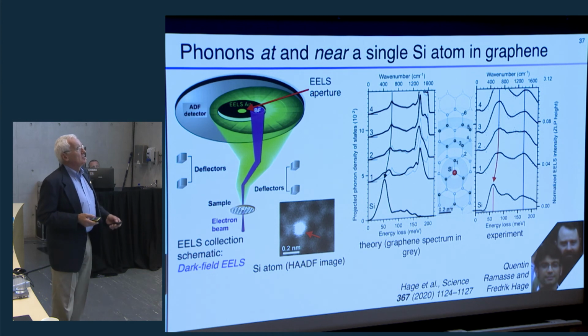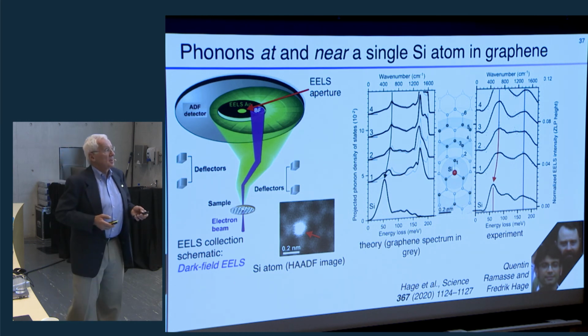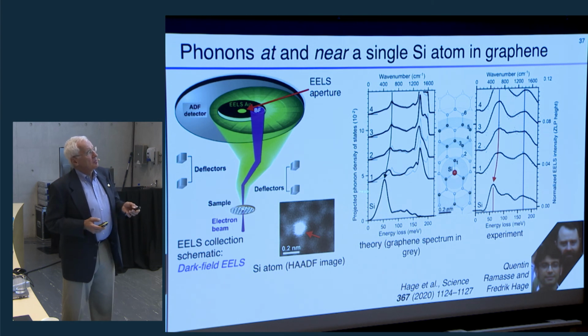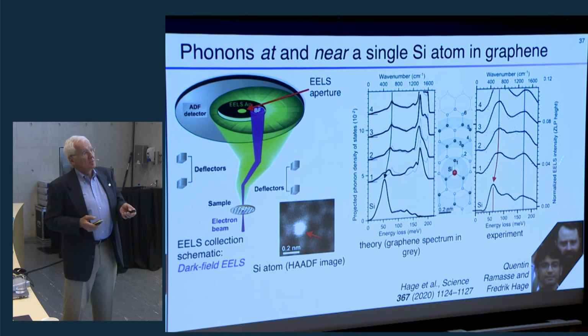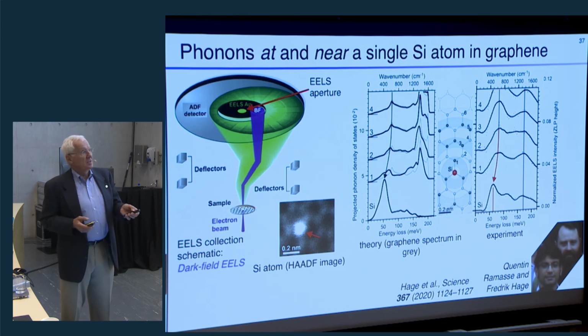And my final example, again, going off axis to choose electrons that have been scattered by high angles. So here we actually do it by deflecting the beam so the bright field disk misses the EELS entrance aperture. This is work by Quentin Ramasse and Frederik Hage at the SuperSTEM laboratory in Daresbury. Theory predicts that when you do this and you put the beam on a silicon atom incorporated in graphene, you will get a spectrum very different from the rest of the graphene. Experiment bears it out quite nicely.